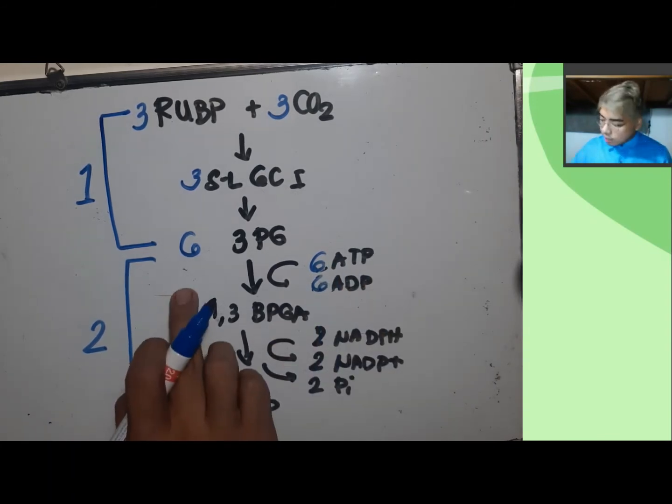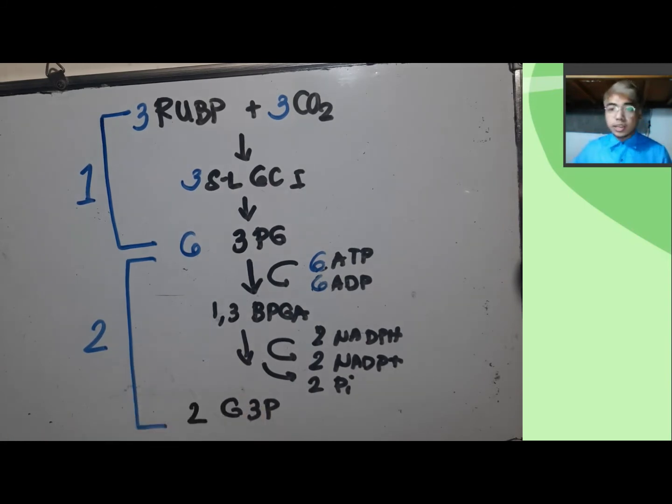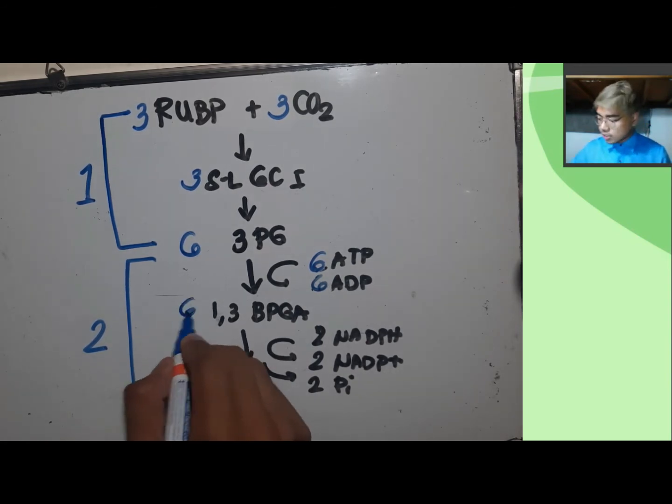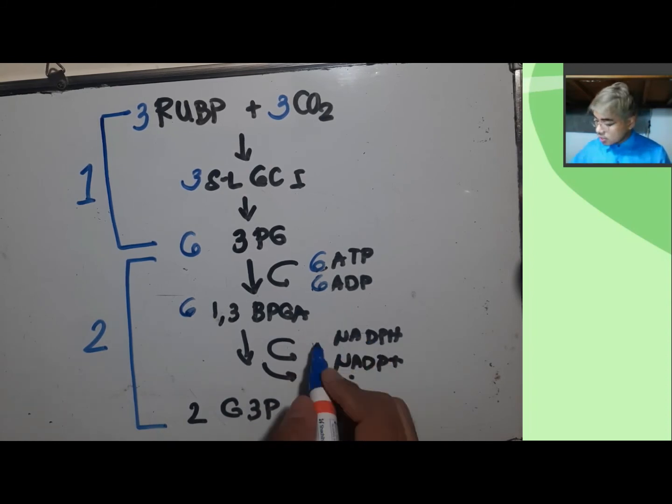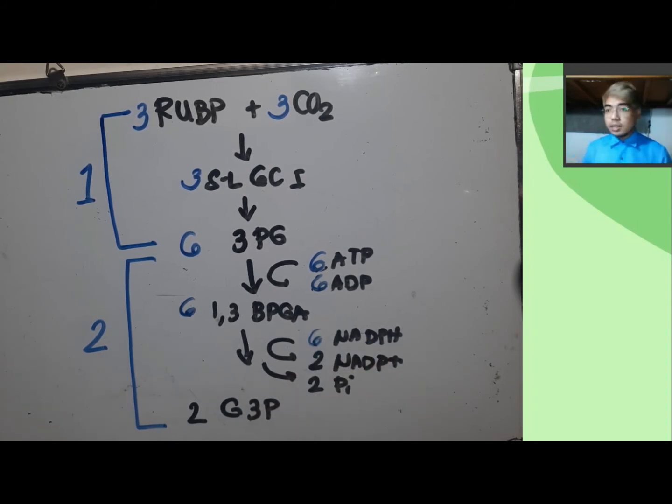Then, how many 1,3-bisphosphoglycerate will be created? It would be also equivalent to 6. Then, how many NADPH will be utilized? 6. How many NADP plus will be created? 6. How many phosphates will be released? It is now 6. How many G3Ps will be created? It is also equivalent to 6. That's the case whenever we are talking about the Calvin cycle.